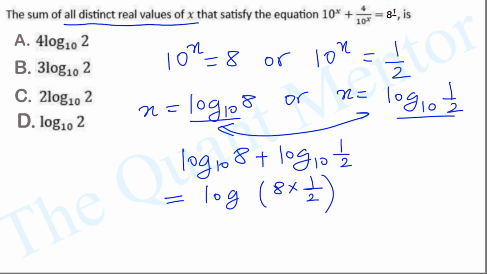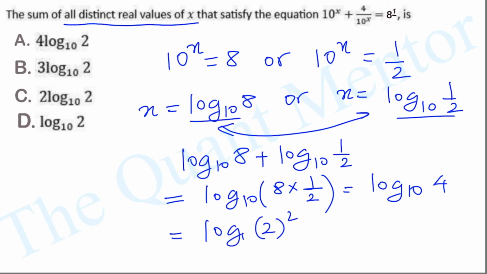So log of 8 into half to the base 10 is nothing but log of 4 to the base 10, which we can further simplify as log of 2 square to the base 10. And now the 2 will come outside. This will become twice of log 2 to the base 10. This is very clearly the C option, and that's the answer to our question, option C.